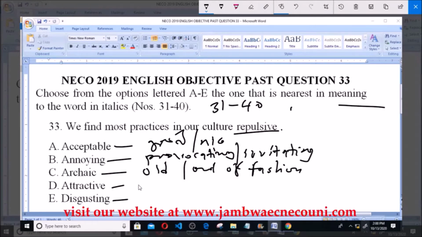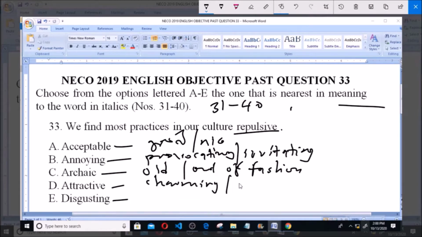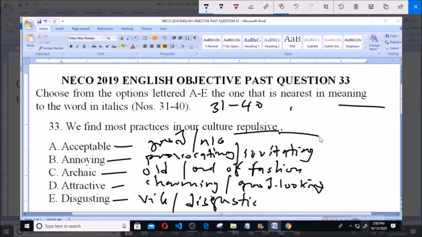When something is attractive, it is charming, something that is good looking. Then something that is repulsive is vile, is disgusting, and repulsive means something that is vile, something that is disgusting in nature. So the option that relates to the word repulsive here is disgusting. So option E is correct.